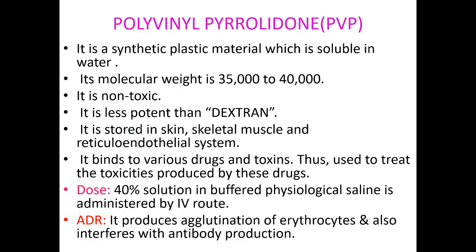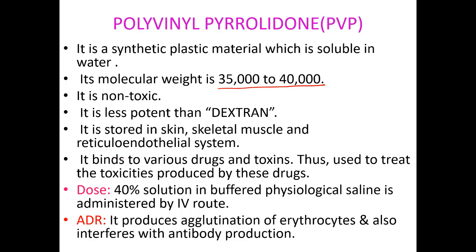So the next colloidal is polyvinyl pyrrolidone, PVP. This is a plastic material which is non-toxic, and this plastic material is soluble in water. The molecular weight is 35,000 to 40,000, and it is less potent than dextran.